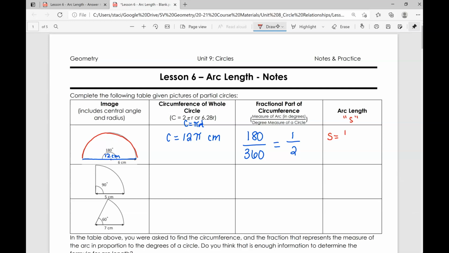Since I have half a circle, I'm going to take that times the circumference of the entire circle, and that tells me that the piece in red, the arc length, has got to be equal to 6 pi centimeters.